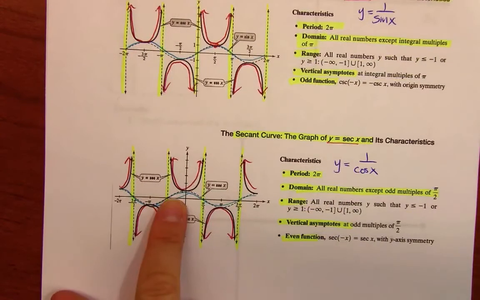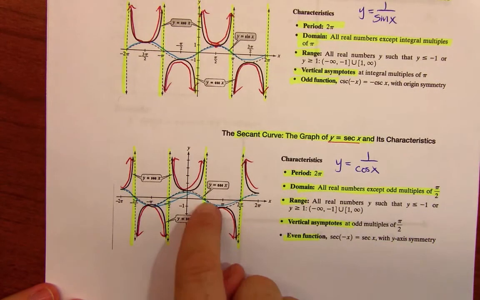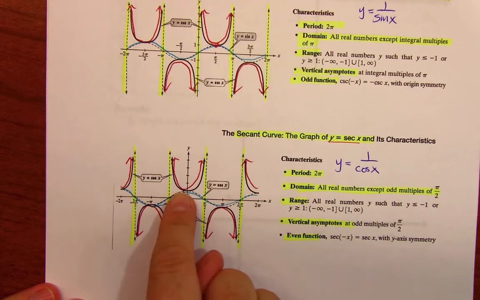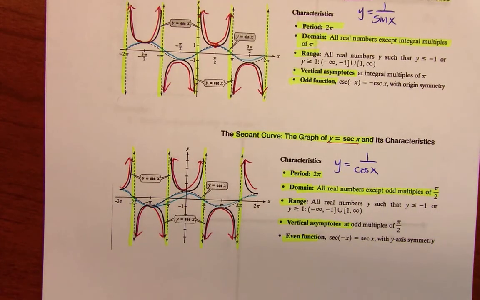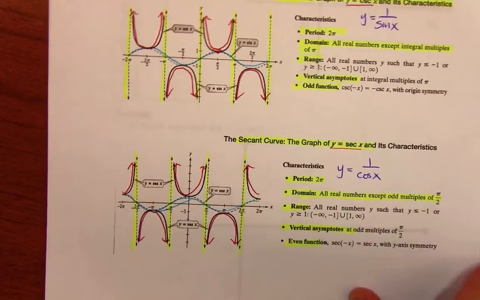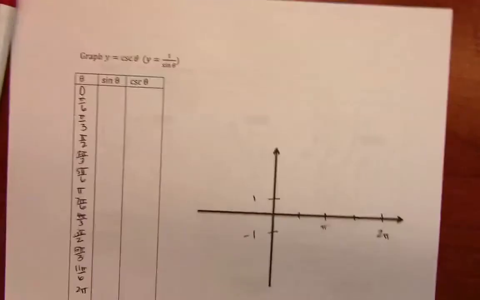Notice this is very similar. So we graph cosine, and then we look at where it's 0. We have an asymptote there. Where its maximum and minimums are, we have parabolas out from there. These are actually not parabolas, but they have a very similar shape. So let's go ahead and actually get into graphing these rather than just looking at their information.